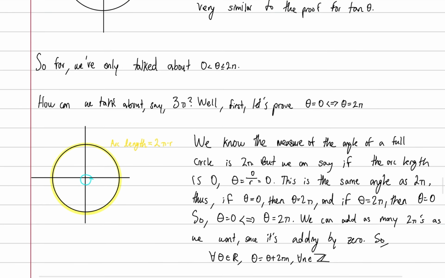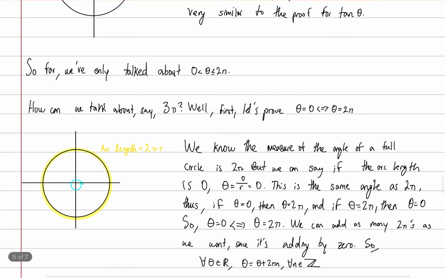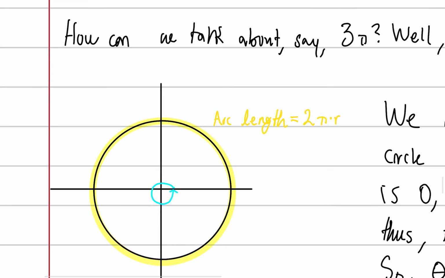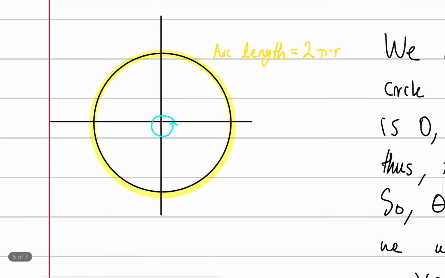Well, we know that the measure of an angle of a full circle is 2 pi, but remember, 2 angles on the unit circle are by definition the same. We talked about this. If the terminal rays are equal, so if we have the same exact terminal ray here and here, then the angles are equal.